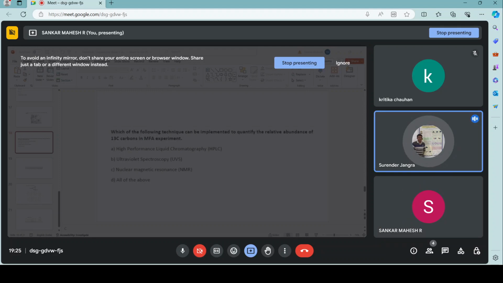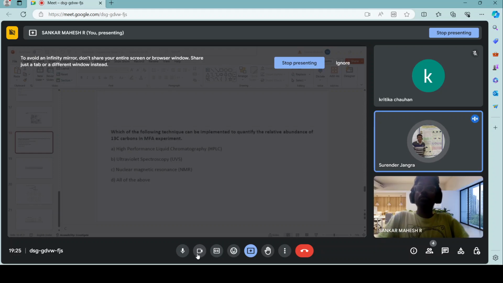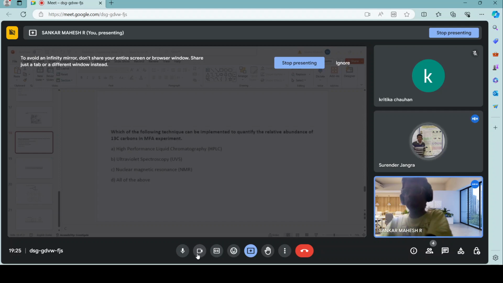So, in metabolic flux analysis experiment, flux analysis, so we old technique can be used here. No, no, no. What we want here is first we have to understand what an MFA experiment is and how it is being done. That will help us understand which of these three techniques, HPLC, ultraviolet spectroscopy or NMR, is required. So, if you have an understanding of MFA, which is metabolic flux analysis, you can share that with us.